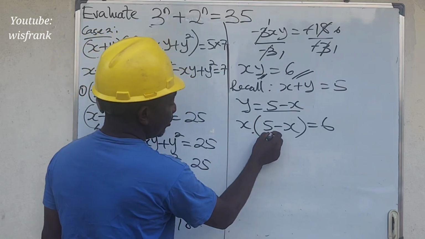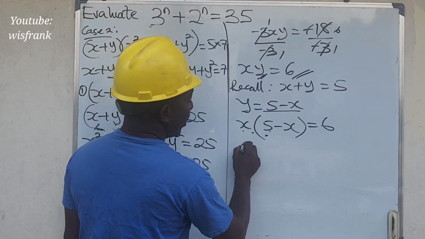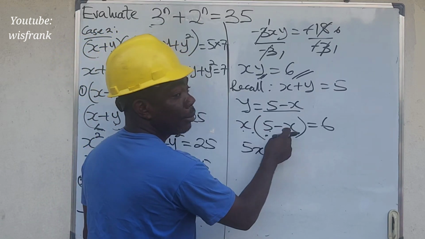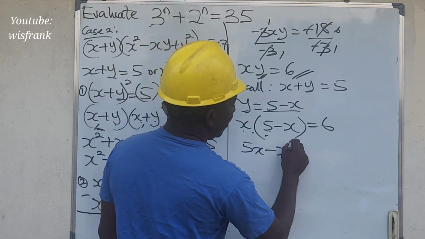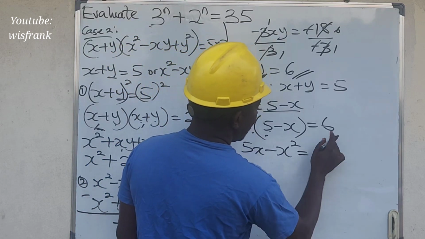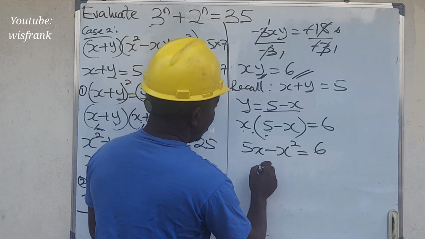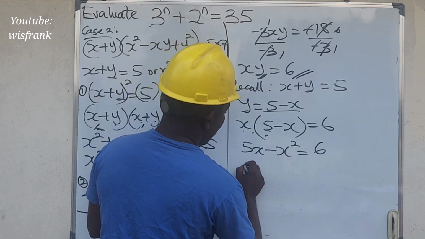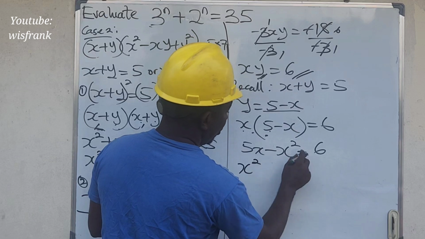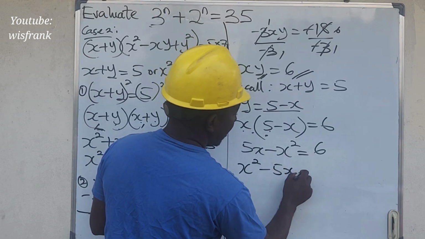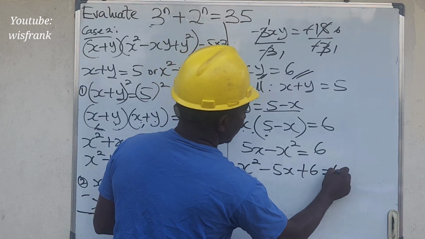So here we can expand this. We have x times 5, we have 5x. Then x times minus x, we have minus x to the power of 2 equals 6. So here we can move everything to one side. Moving this to this side will become x to the power of 2, here minus 5x, then plus 6 equals 0.